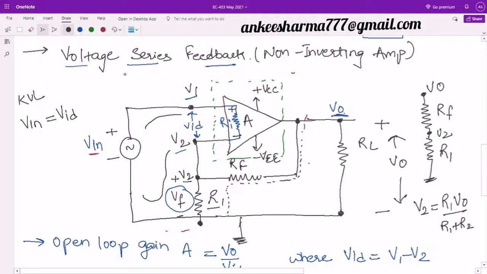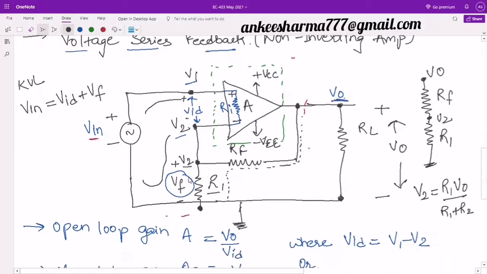Sorry, positive is connected to positive, VID is positive and this is negative, so it is a drop on the right hand side VID, and this negative is connected with positive, it means these two will be added up, so it will be VF. So we have VIN equal to VID plus VF.